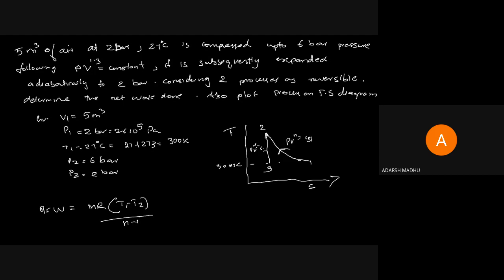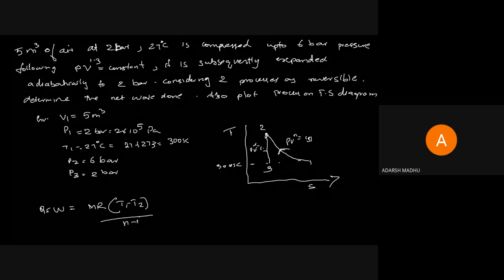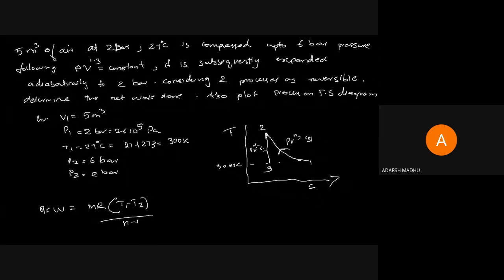R is the universal constant value, that is 0.287. Then T1 and T2 are given, and you can find out the value of T2 also. N is given. So initially you have to find the m value, right? We have to find the mass. Q equal to W is the equation. So first you want to find the mass m.